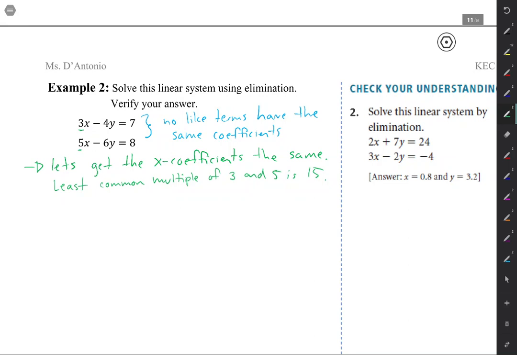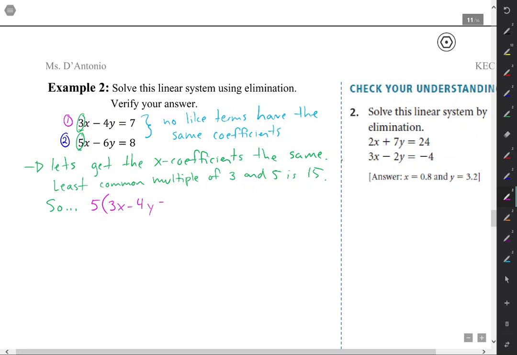And in order to do that, we need to think of the least common multiple of the 3 and the 5 that are already in front of those two x's. So the least common multiple of 3 and 5 is 15. So what we're going to do here is take our first equation and we need to get that 3x to turn into 15x. So what do we have to multiply that by? It would be a 5. So we're going to do 5 times the entire equation. And make sure you multiply the entire thing to keep it all equal.